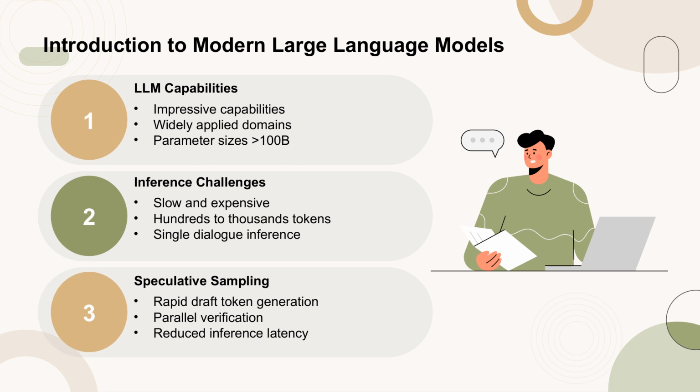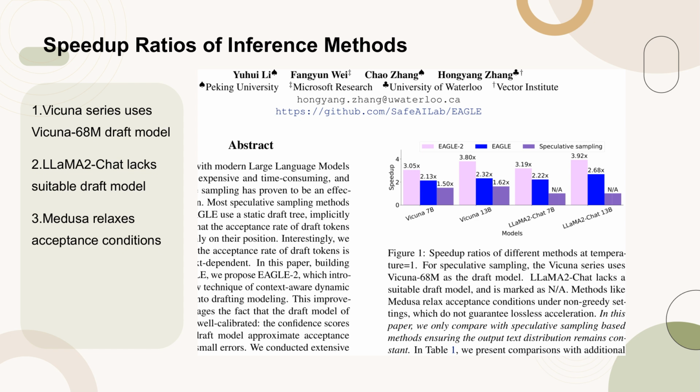Speculative sampling methods aim to address this issue by rapidly generating draft tokens and then verifying them in parallel. These methods generate multiple tokens in a single forward pass, significantly reducing inference latency. Figure 1 illustrates the speedup ratios of various inference methods at a temperature of 1.